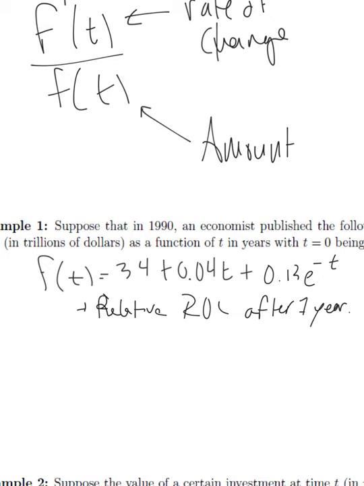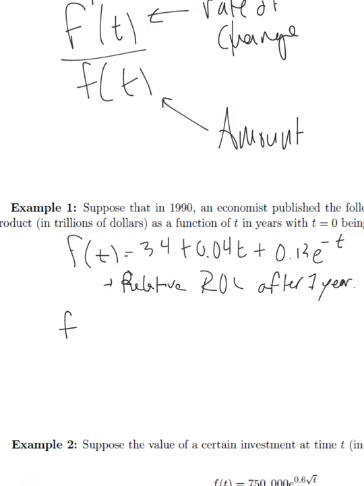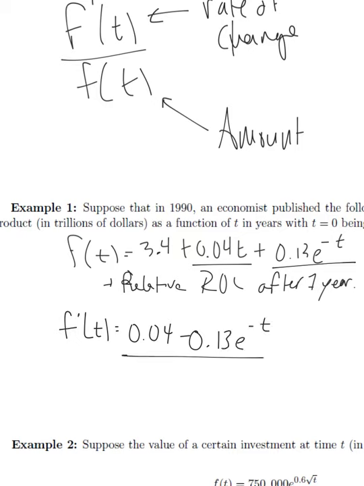So what we would do is first just find f prime of t, which in this case the 3.4 is going to drop off. The 0.04t is just going to become 0.04. And then this last part, the 0.13 e to the negative t just becomes a negative 0.13 e to the negative t. All right, we're going to divide that by our original f of t, which is 3.4 plus 0.04 t plus 0.13 e to the negative t.